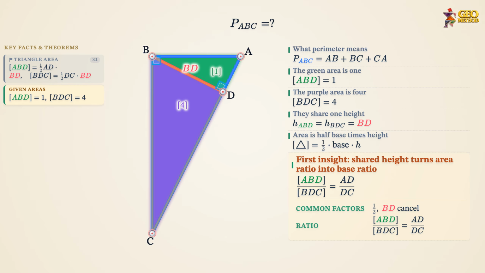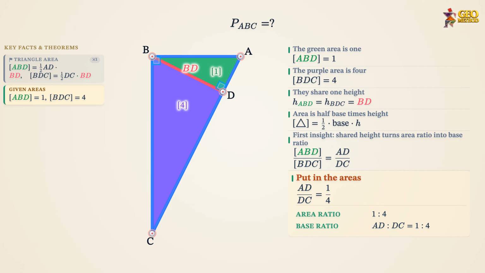Here's the first insight. Triangles ABD and BDC share the same altitude BD to line AC, so their area ratio is exactly the ratio of their bases, segment AD and segment DC. The given areas 1 and 4 therefore determine the split of the hypotenuse without revealing any side length yet. Now substitute the given areas. 1/4 equals segment AD over segment DC. So the foot D cuts the hypotenuse in the ratio 1:4.